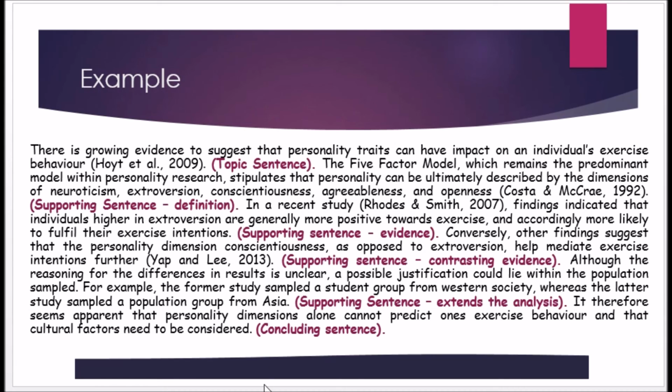I therefore end the paragraph by stating, it therefore seems apparent that personality dimensions alone cannot predict one's exercise behaviour, and that cultural factors need to be considered. And as you can see, this final sentence draws the information together to provide a mini conclusion. Note how it links back to the main argument in the topic sentence using similar words. It also provides a link to the next paragraph. For example, in the next paragraph, I would then go and expand on cultural factors and how this might impact on exercise behaviour.